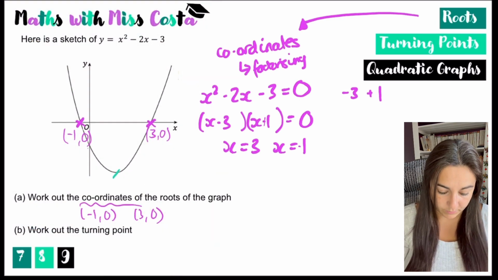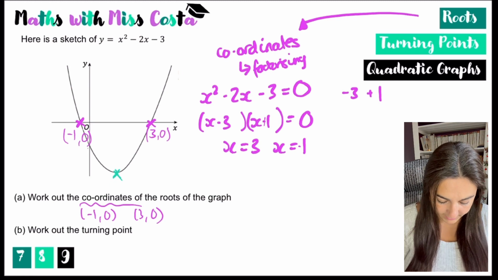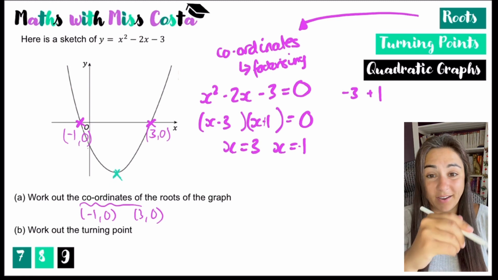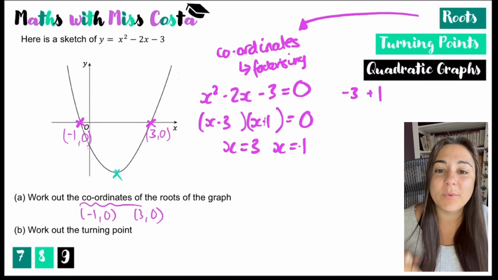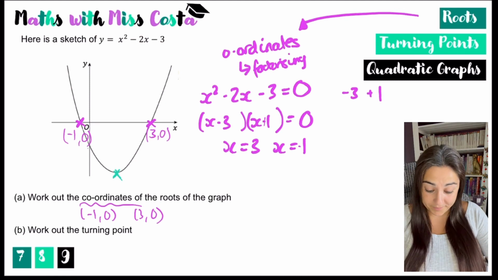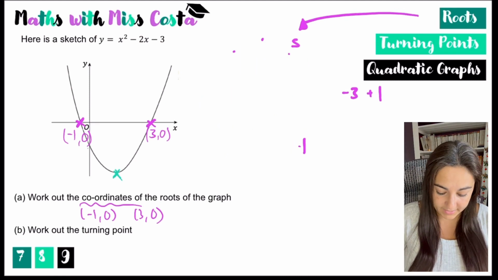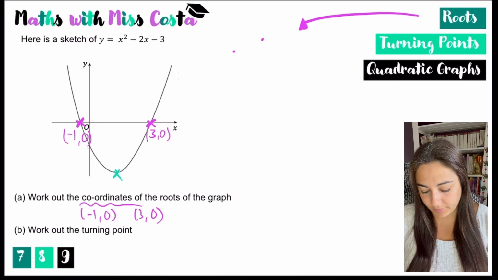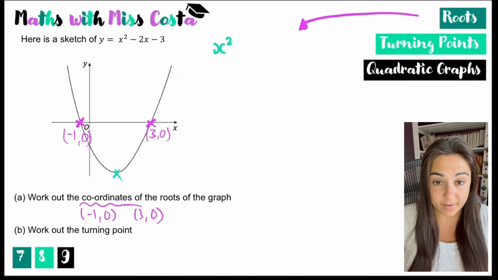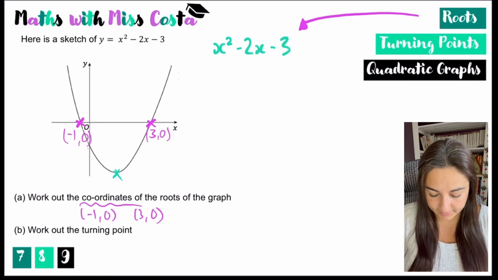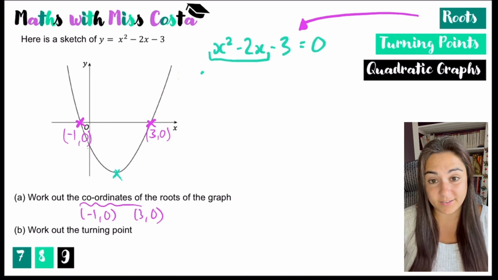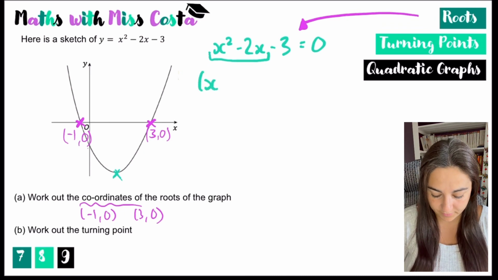Now what we need to do is work out the turning point. The turning point is this part here where the graph physically turns. In order to work that out, we need to do something called completing the square. So let's get rid of this. When we're completing the square, we're essentially writing the quadratic in a perfect square form. So x squared take 2x take 3. What we do is make this into a perfect square, so we just halve the coefficient of x.